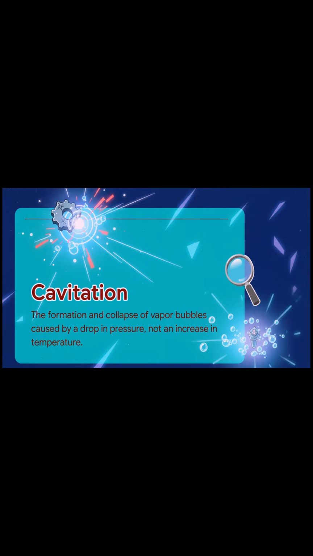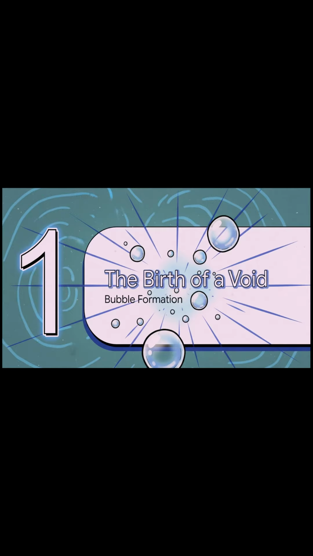But here's the real kicker. Making these bubbles, totally harmless. The real danger, the raw power, is unleashed only when they collapse. All right, so how does this whole cold boiling thing actually start? Well, to see it in action, we need to look at places where water is moving really, really fast. Think of something like a ship's propeller or a turbine blade.